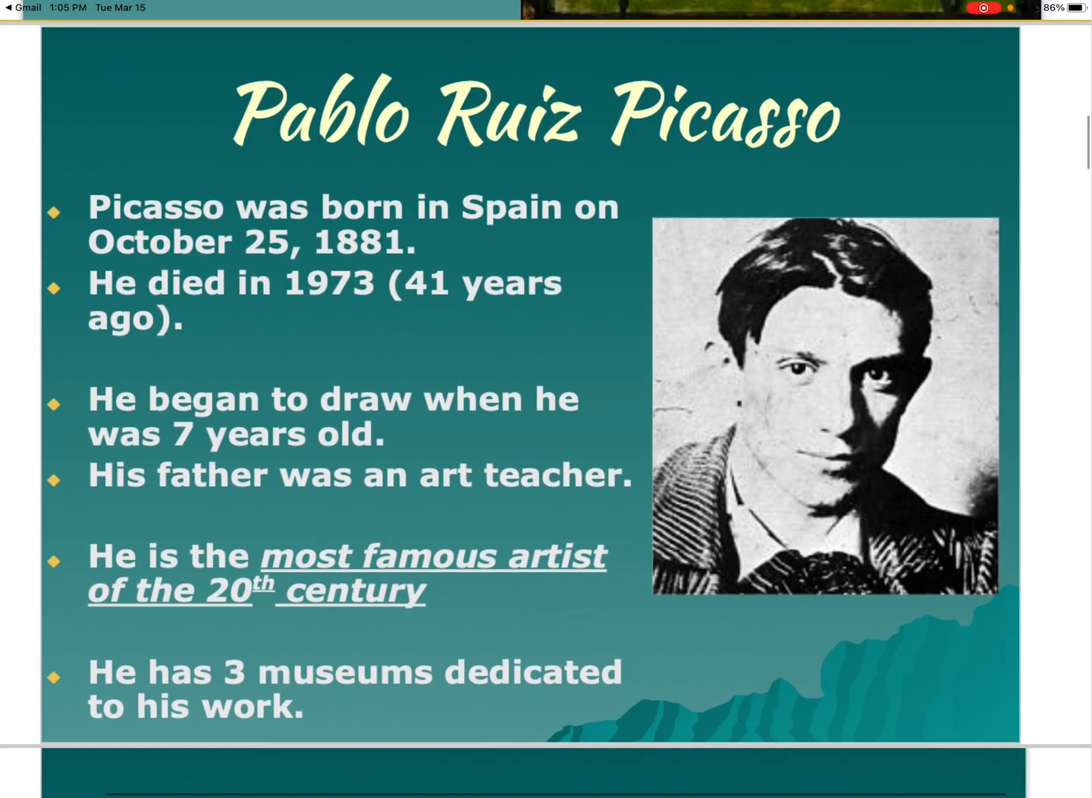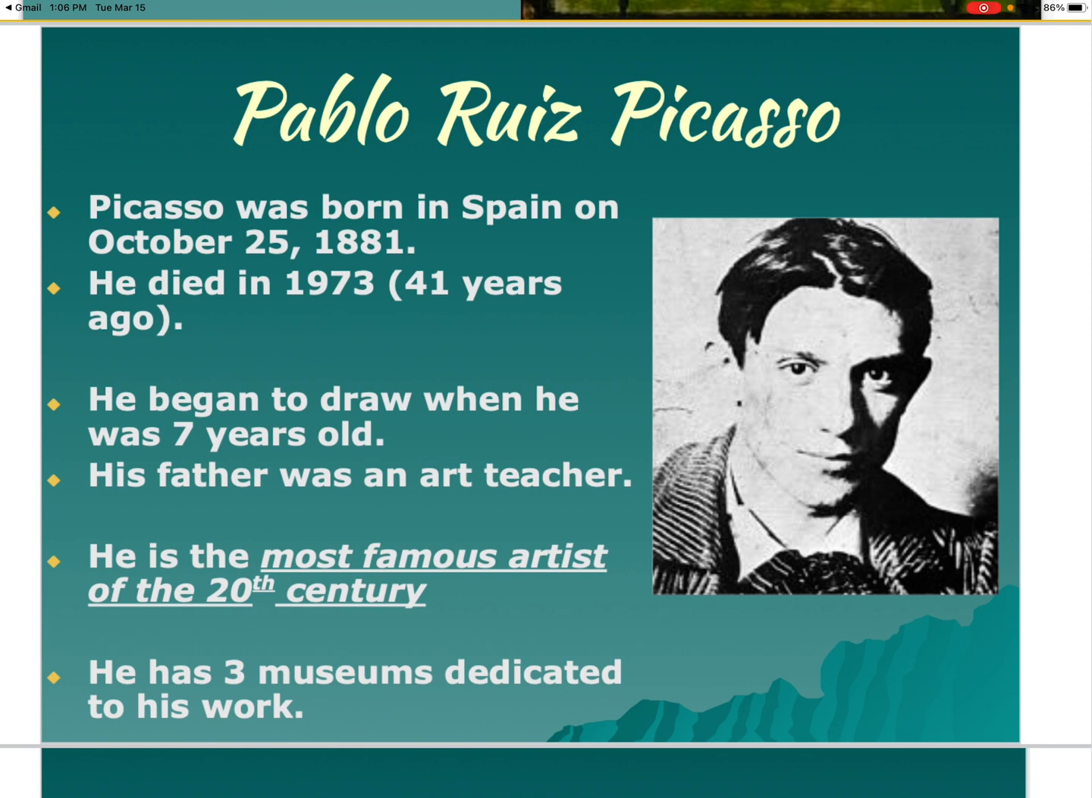So Pablo Picasso was an artist who was born in Spain quite a while ago in 1881, and he died a few years before I was born, in 1973. You can see this is a picture of him, a black and white picture right there. He began drawing when he was pretty young, 7 years old. His father was an art teacher, and he is the most famous artist of the 20th century, probably.